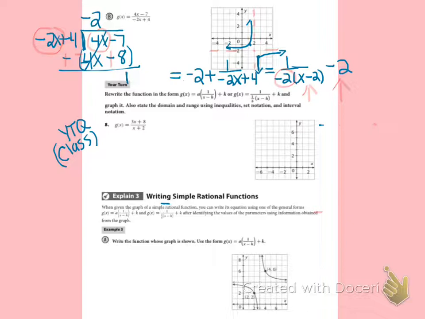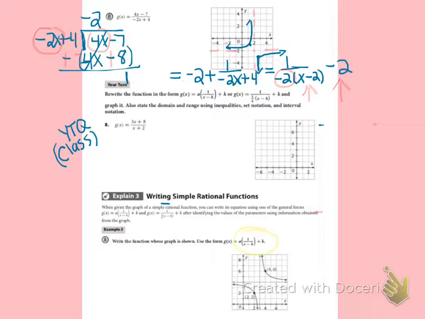Let's go ahead and look at the last learning goal that we're going to look at in the video, and that's writing simple rational functions given the graph. So if we know the graph, can we take the characteristics from the graph and turn around and write the function from it? And again, knowing that our base graph is 1 over x. So let's take a look at this graph that's shown here.